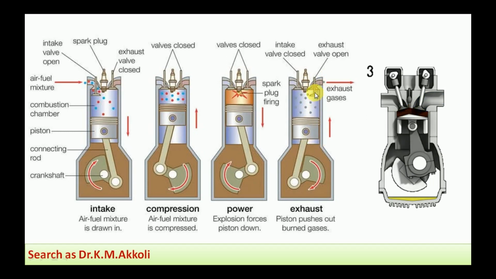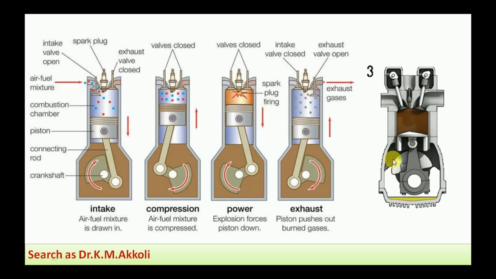This is the exhaust stroke, and by these 4 strokes, inlet, compression, power and exhaust, it completes one cycle of operation. That's why it is called a 4-stroke engine. And petrol is used in this one as a fuel, therefore it is called a 4-stroke petrol engine.